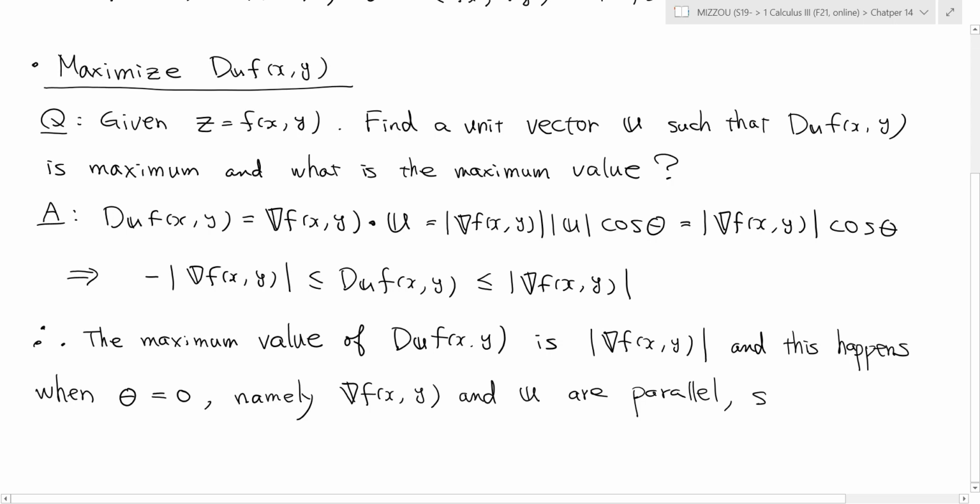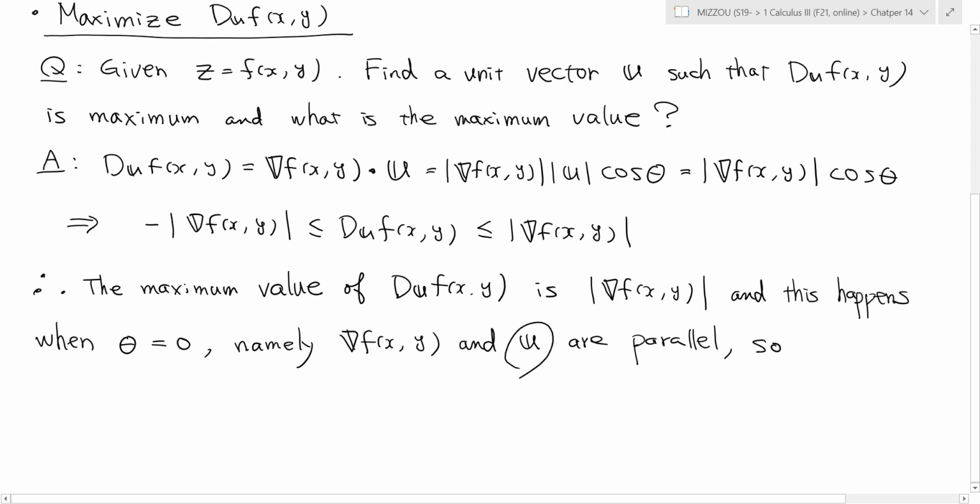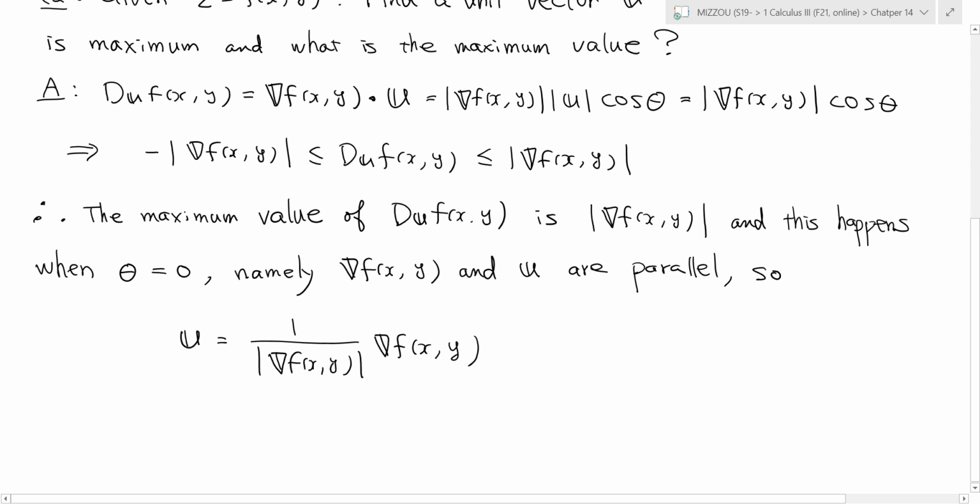So what does that mean? That means u is the unit vector with the same direction as the gradient. So u is computed as, now we have seen this multiple times, if you have a vector and you want to get the unit vector with that direction, it's written this way. Okay. So that's the answer to this question.